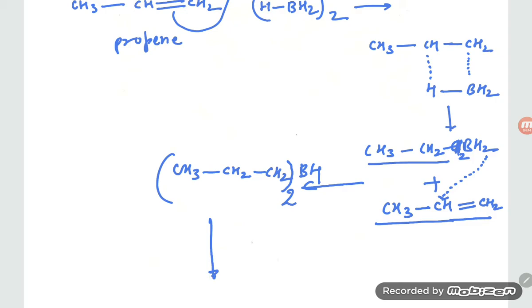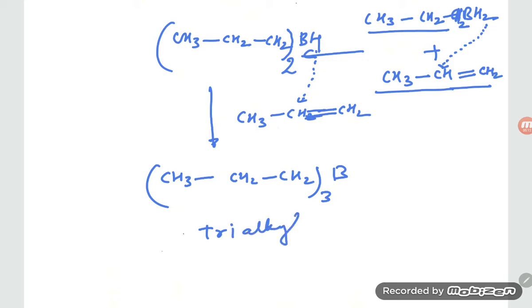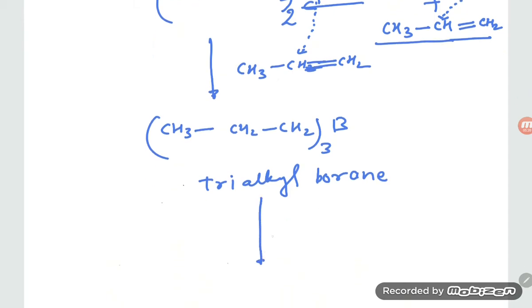Again you add CH3 CH double bond CH2. This hydrogen will be added here. So what will the next product be, student? You see, this is CH3 CH2 CH2, and this is 3 times, attached to B. This is what is known as trialkyl borane.